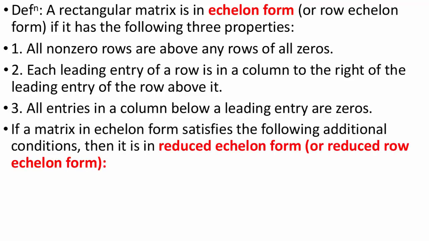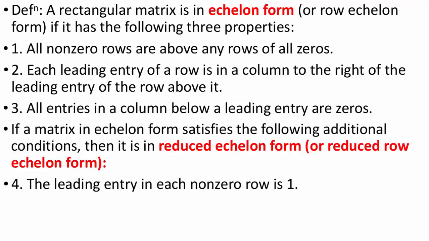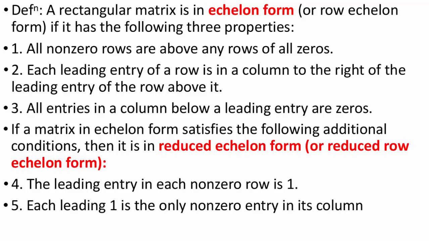If a matrix in echelon form satisfies the following additional conditions, then it is in reduced echelon form or reduced row echelon form. Fourth property, in addition to the above three properties, the leading entry in each non-zero row is 1. And fifth property, each leading 1 is the only non-zero entry in its column. That means the column containing a leading 1 has all other elements 0. If these five conditions are satisfied by the matrix, then it is called a reduced echelon form or reduced row echelon form matrix.